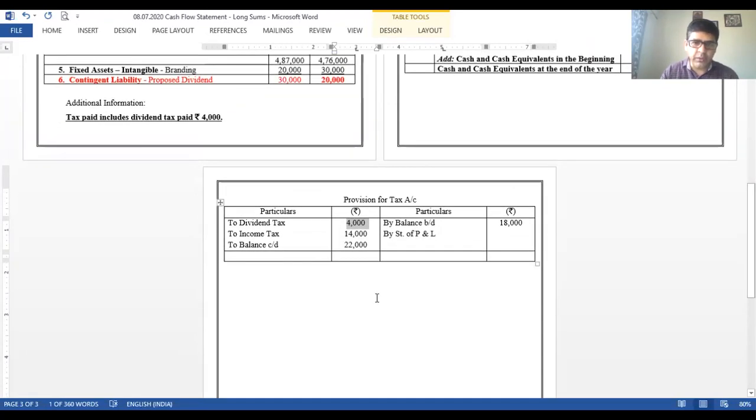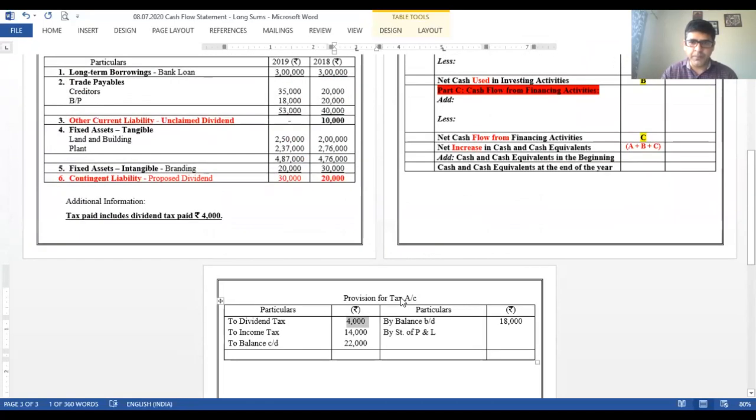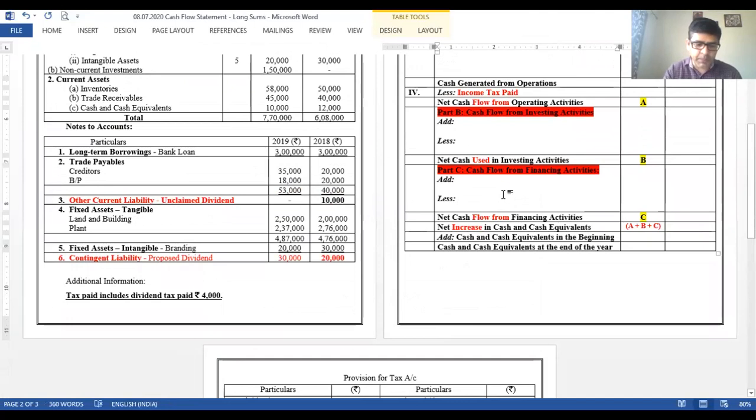So as I told you, dividend is a part of financing, so dividend tax has to go to financing activity. So it is the paid amount. Let me write it in the deduction part. So this is dividend tax paid, right? And the amount is 4,000.